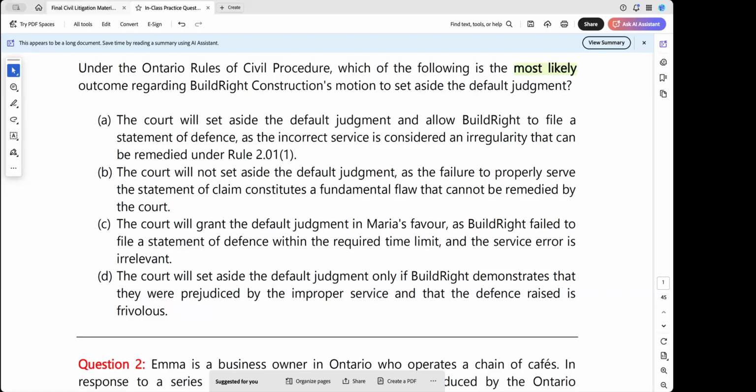C, the court will grant the default judgment in Maria's favor, as Buildright failed to file a statement of defense within the required time limit, and the service error is irrelevant. D, the court will set aside the default judgment only if Buildright demonstrates that they were prejudiced by the improper service and that the defense raised is frivolous. What do you think?